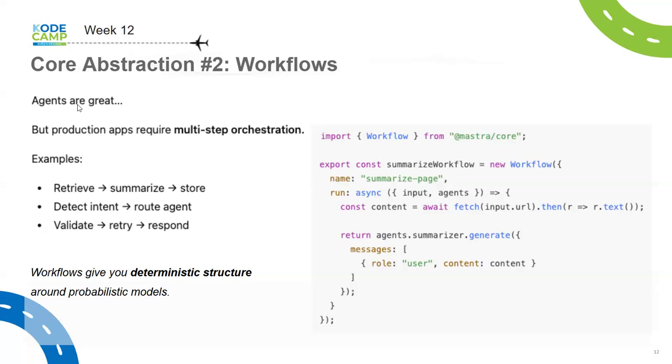So agents are very nice, but production apps require multi-step orchestration. So, for example, retrieve something, then summarize, then store. That's 3 steps. Okay. Detect an intent, route to an agent, validate, retry. So Mastra gives a lot of capabilities for you to do that kind of stuff.